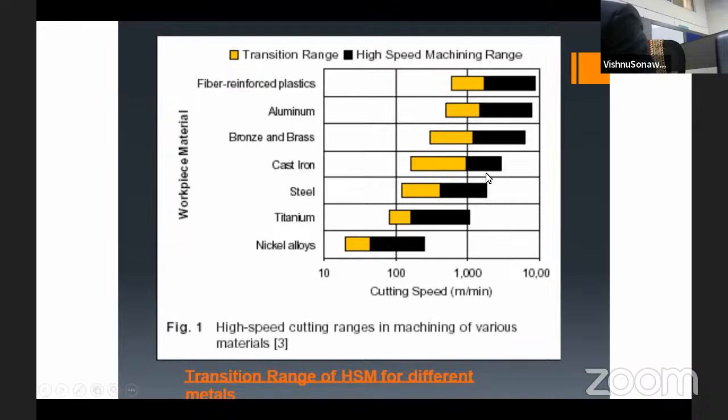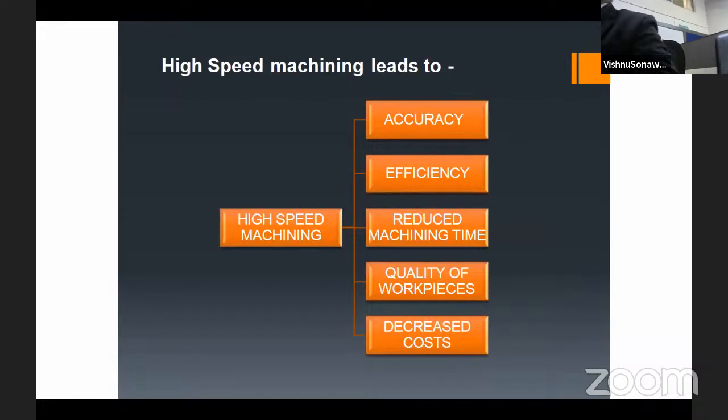And in cast iron, approximately 850 to 900 meter per minute cutting speed we can achieve. In bronze and brass, above 1200 meter per minute cutting speed we can achieve. In aluminum, maximum 1200 meter per minute cutting speed we can achieve. And in plastic, moreover, the maximum material removal rate, that is 1300 to 1400 meter per minute. This is the scenario of the high-speed ranges in machining of various materials, and this is the transition range.